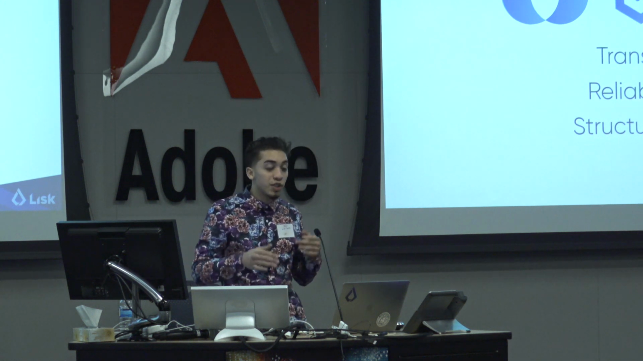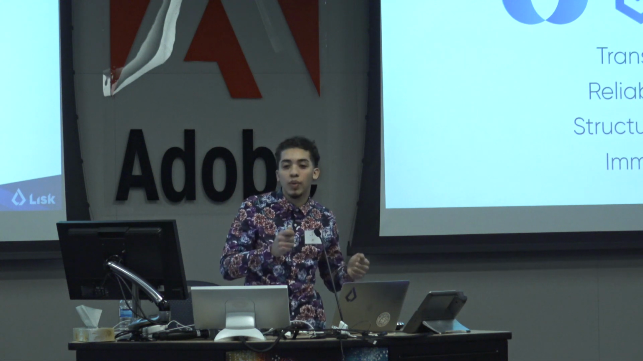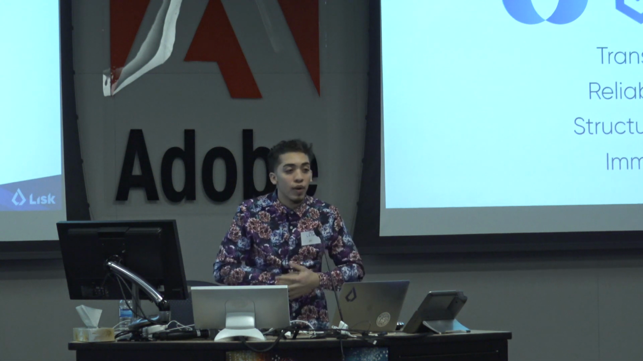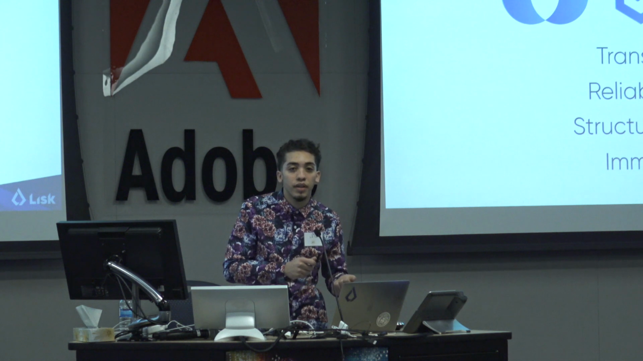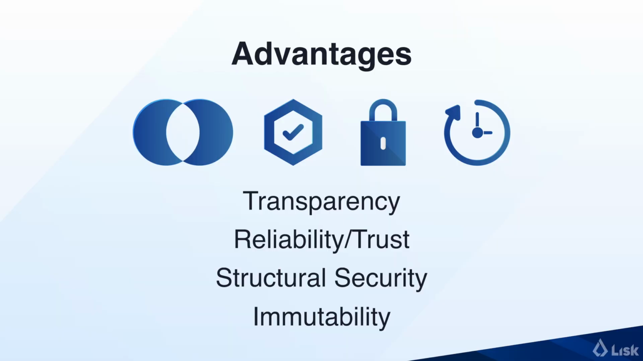And the last is immutability, which I went over. With blockchain having an actual public record and not allowing for anything to be removed, altered, or changed, it offers immutability, which is sometimes not found in any other central institution or authority.